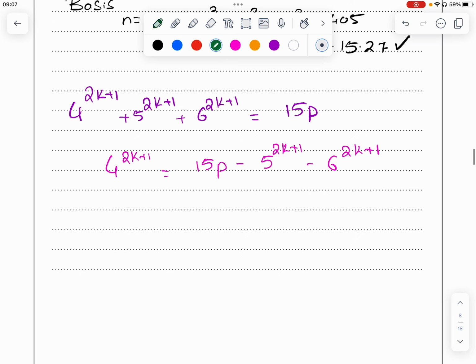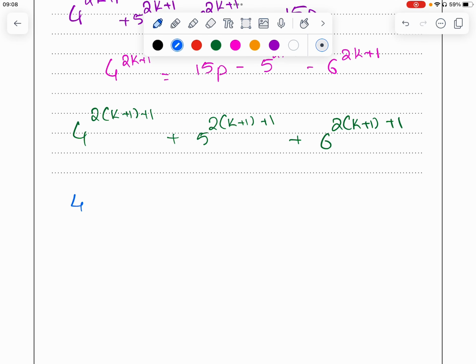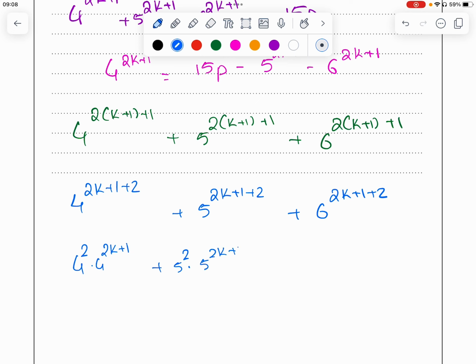Now I have to prove that 4 power 2k plus 1 plus 1, plus 5 power 2k plus 1 plus 1, plus 6 power 2k plus 1 plus 1 should be divisible by 15. So for that, what am I going to do? It becomes 4 power 2k plus 1 plus 2, 5 power 2k plus 1 plus 2, 6 power 2k plus 1 plus 2. Now it becomes 4 square times 4 power 2k plus 1, plus 5 square times 5 power 2k plus 1, plus 6 square times 6 power 2k plus 1.